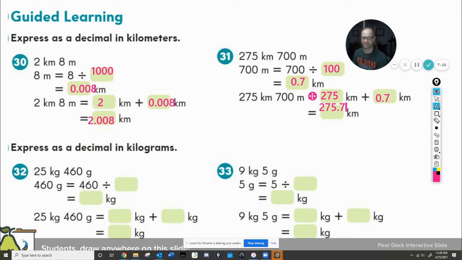Boom. Right. So 25 kilograms, 460 grams. You're doing the 460 divided by 1,000 to get 46 hundredths of a kilogram. So then you're adding the 25 kilograms plus the 46 hundredths. You're getting 25.46 kilograms. This 5 grams is 5 divided by 1,000 to get kilograms, or 5 thousandths of a kilogram. 9 kilograms plus 5 thousandths of a kilogram is.